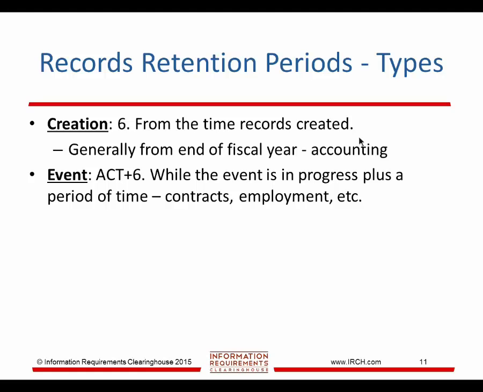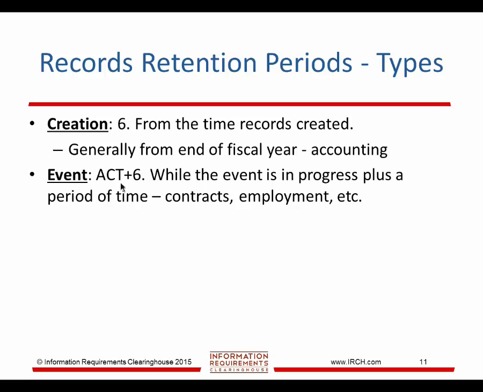Then we have event type retention. Example would be active plus 6. While the event is in progress plus a period of time, like we have for contracts, employment, and things like that. And I must say that a lot of people will try to add clarification in the retention event. I personally prefer to just use ACT or active to indicate that there's some sort of event. Most events are very clear on their face.